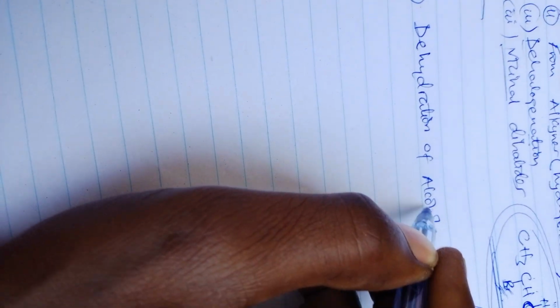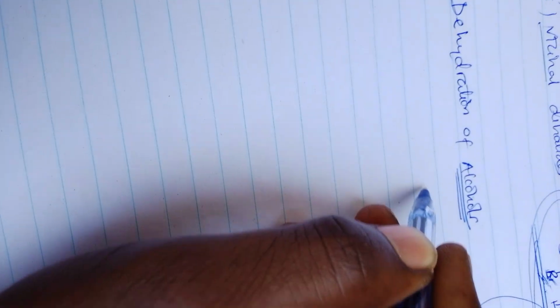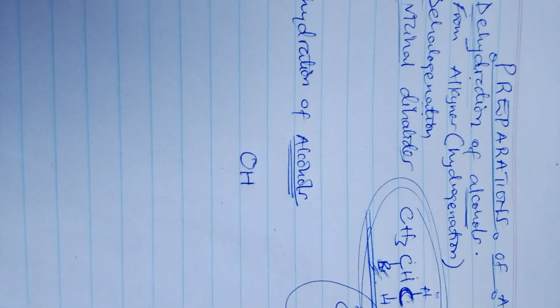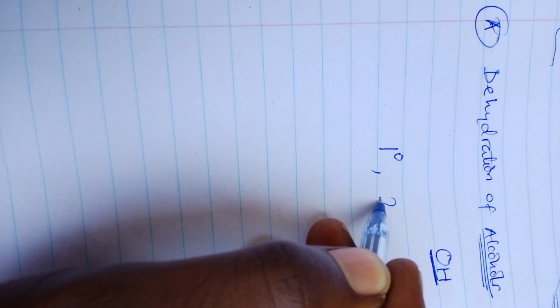Dehydration of what? Of alcohols. Now another thing here is an alcohol. An alcohol has OH in it. When we say an alcohol, the functional group in an alcohol is what? Is OH. So also alcohols are majorly 3. There are majorly 3 types of what? Of alcohols. We have what is called a primary alcohol, we have what is called a secondary alcohol, and then we have what's called a tertiary alcohol.